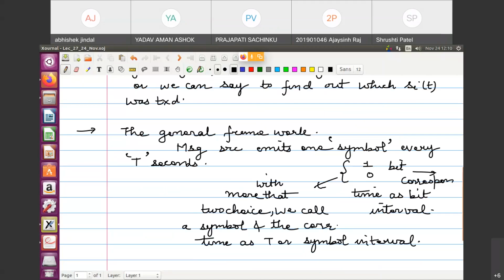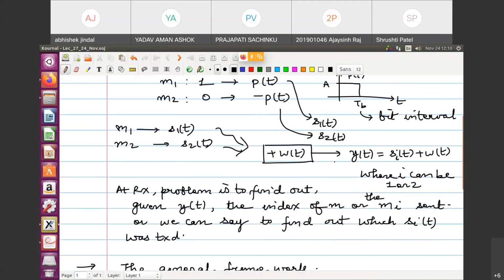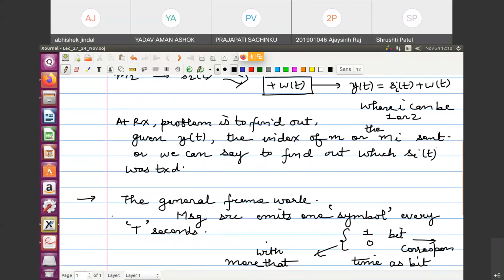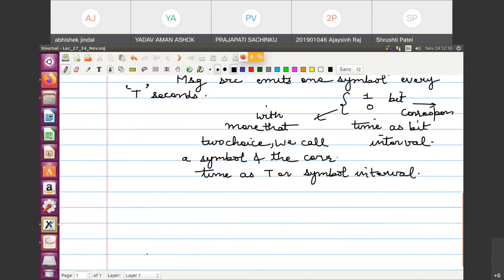So there is no point of confusion that until now above, we were saying T here, and we were calling this a bit interval or a bit, but now we have changed the terminology to symbol and T. So this change of terminology is not at all arbitrary. This is because we have more than two choices.